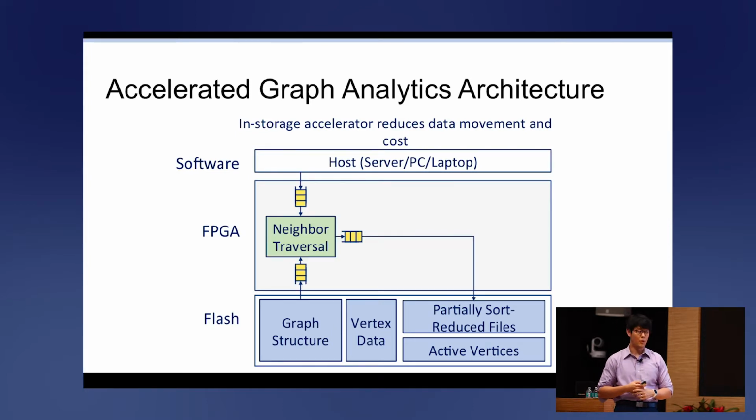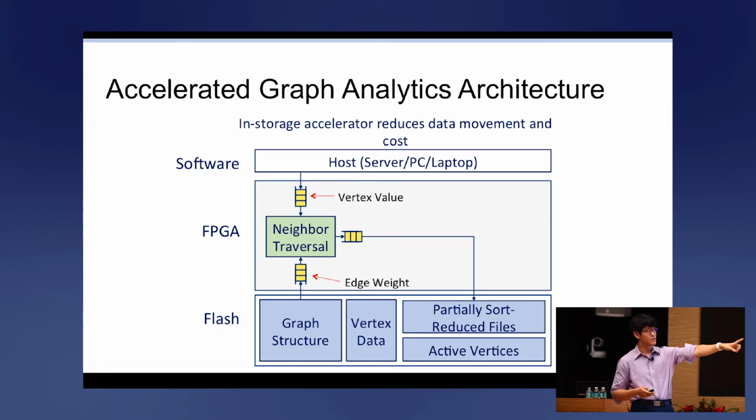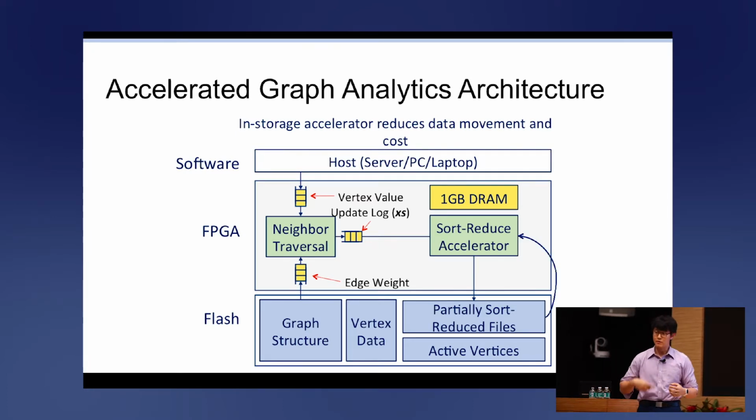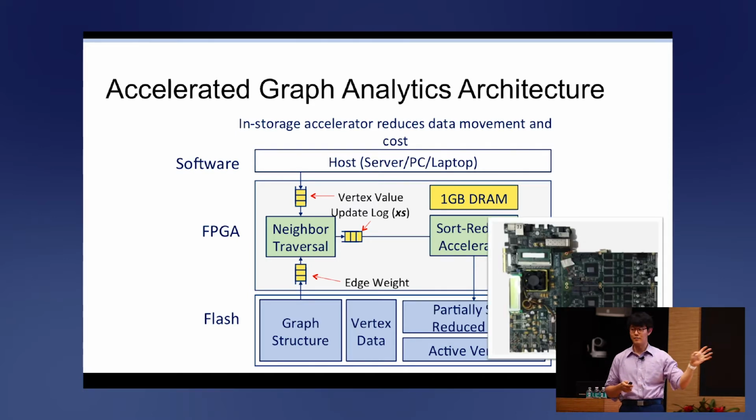there's a neighbor traversal core that traverses the graph structure inside the accelerator itself. And the edge weight and the vertex value come from each of their locations. And the update log is pushed into the sort-reduce accelerator, which uses the amount of memory it has on the board to do as much in-memory sorting as possible. After that, it goes into external merge sort loops that autonomously use the flash storage that it has locally. Simple enough algorithm, and it was implemented on the BlueDBM device that I mentioned earlier.